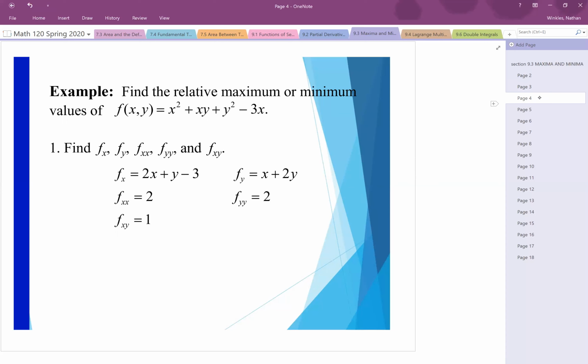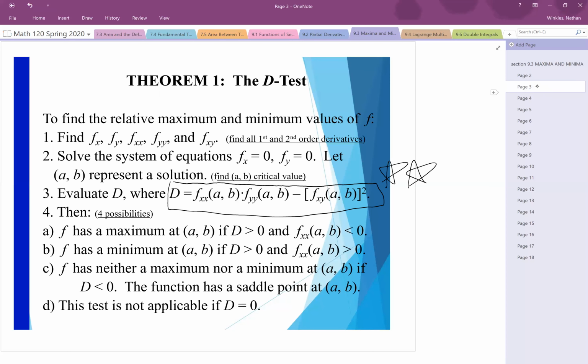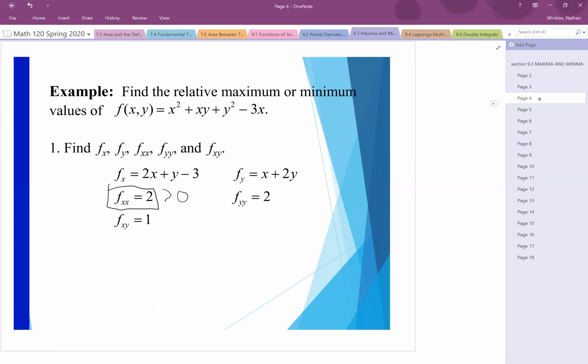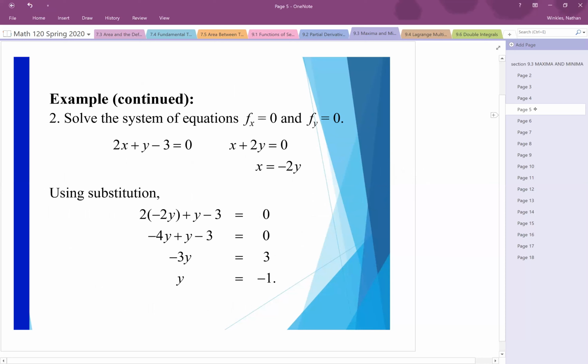If we notice in this case, since fxx is 2, which is greater than 0, if we go back to our previous slide for a minute, fxx greater than 0 means the only case we can be in is a relative minimum. So the next step is we take our first partial derivatives, fx equal to 0 and fy equal to 0. So we have 2x plus y minus 3 equals 0 and x plus 2y equals 0. You can solve this by systems of equations.